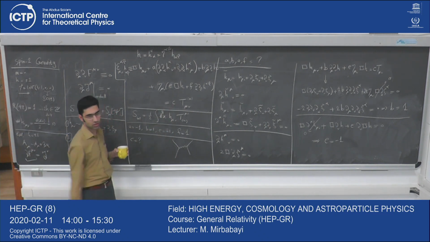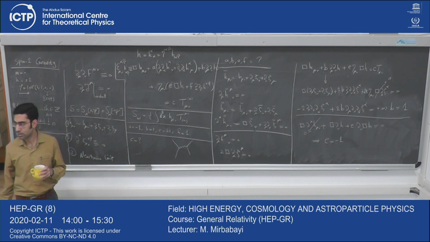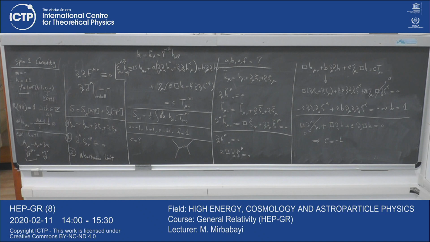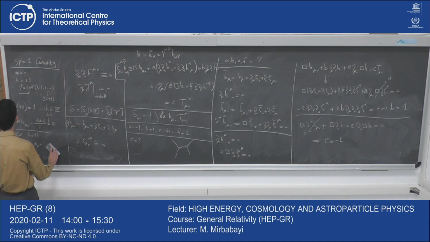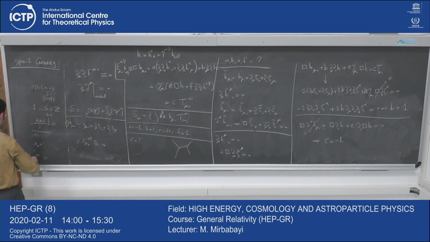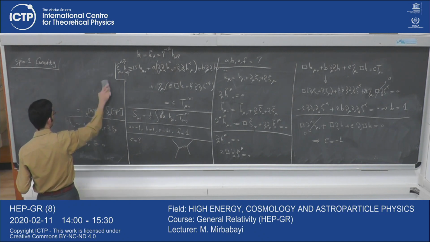And the natural suspect is G Newton, right? It has dimension minus 2. So is that G only, or G times some constant factor? Of course, it has to be proportional to G Newton, but the question is what is the proportionality constant. For that we cannot determine it just by dimensional analysis. We need to be a bit more quantitative. So we look at the point particle action. This is perhaps the fastest way to fix this constant.